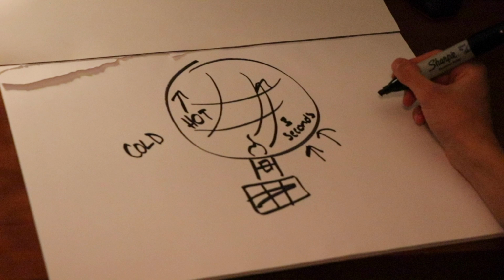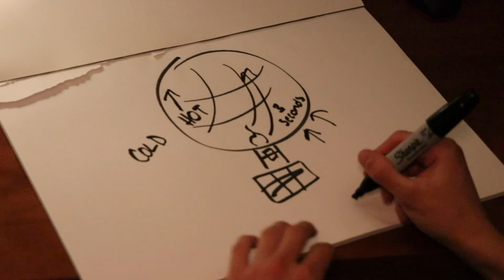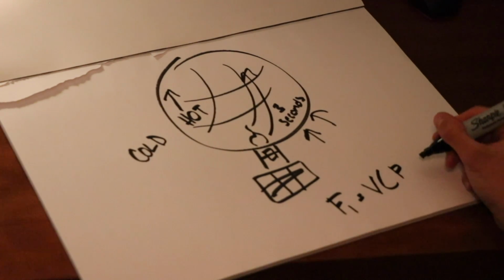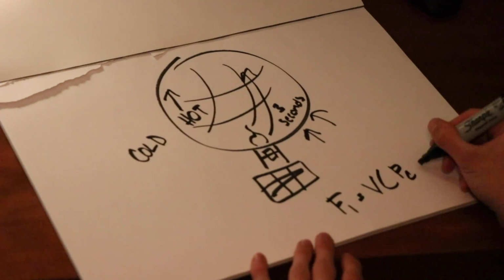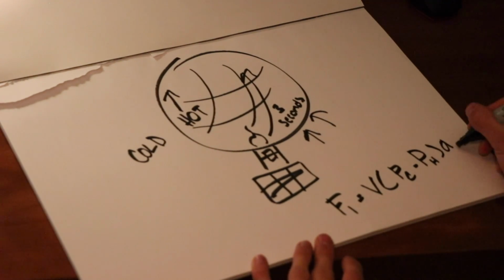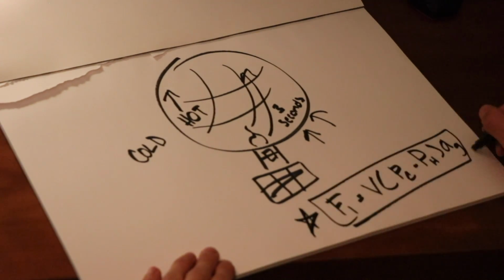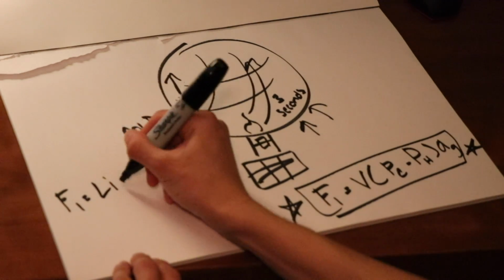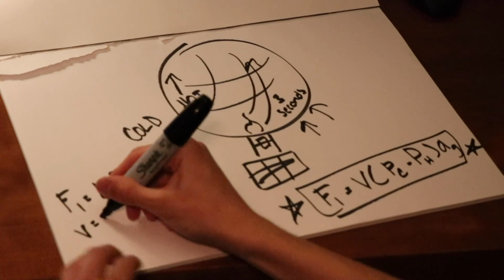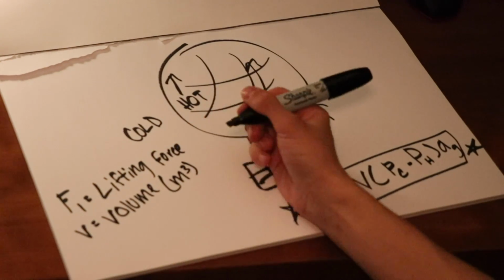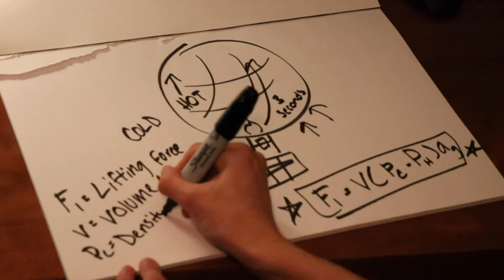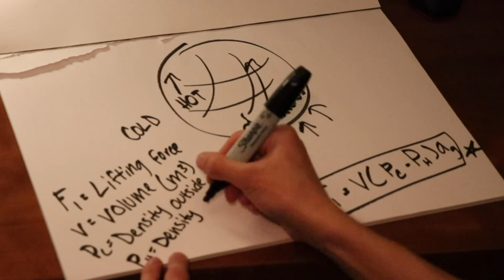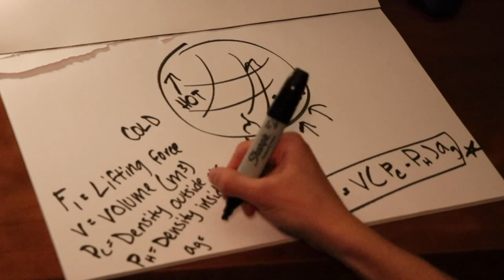Now, there's a handy dandy equation to find the lift of a balloon, and that's F_l = V × (ρ_c − ρ_h) × a_g. Now, hang with me here, I'll explain it all for you. The F_l is going to be the lifting force, the V is the balloon volume in meters cubed, the ρ_c is the density of the cold surrounding air, ρ_h is the density of the air inside, and lastly a_g is the acceleration of gravity.